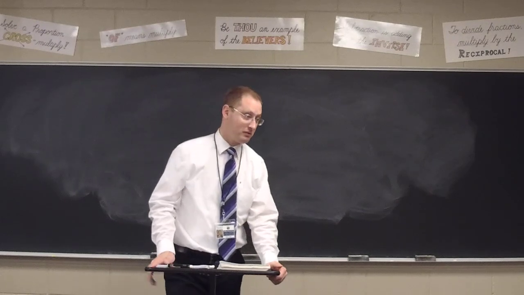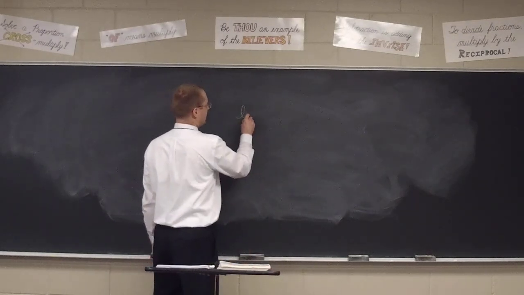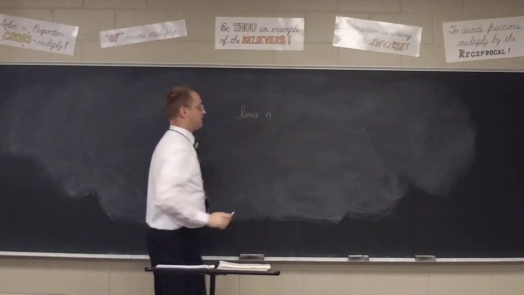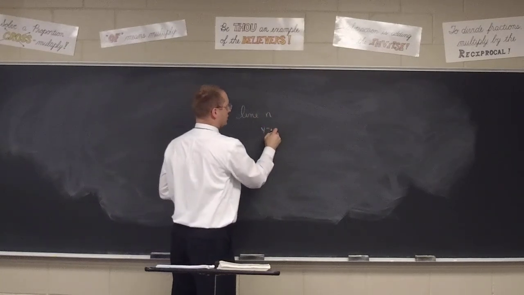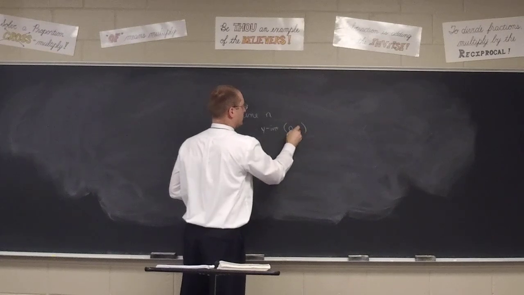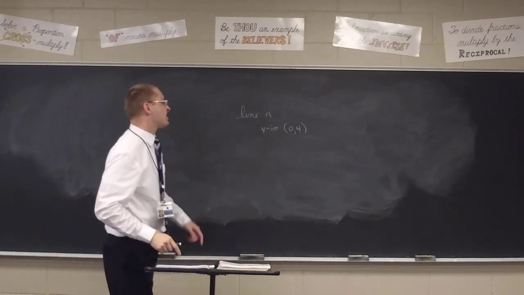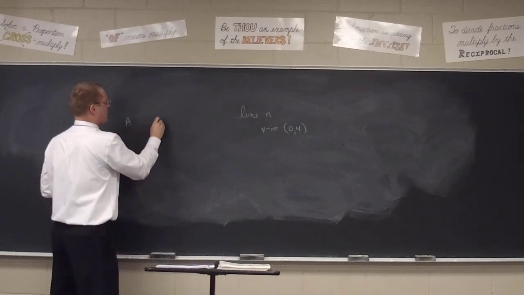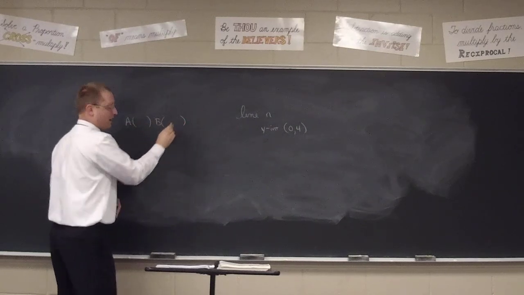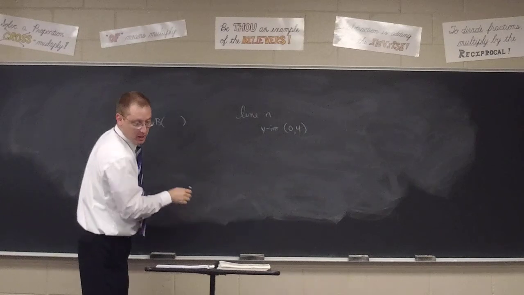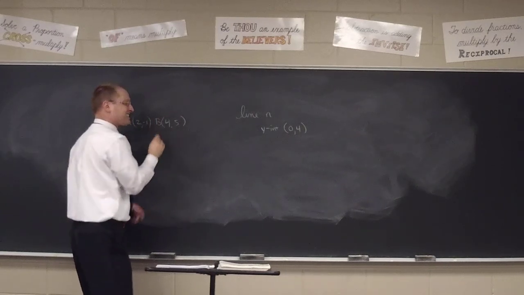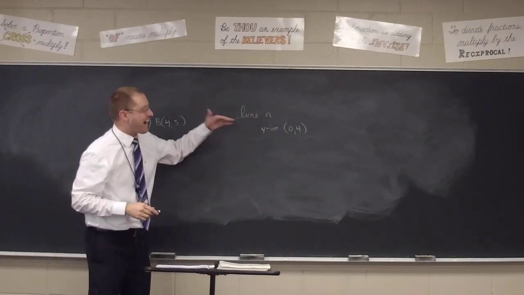Okay, so we have line N. That's our line, okay? And our line has a y-intercept of (0, 4). But there's this other line, this AB line. We don't really care about the AB line. It has A at (2, -1) and B at (4, 5). That's not our line. These points are not on our line.